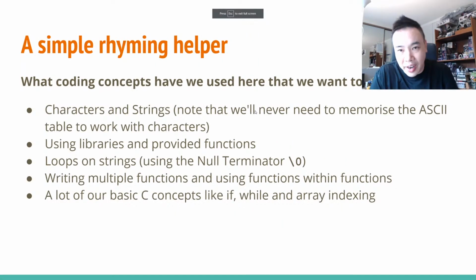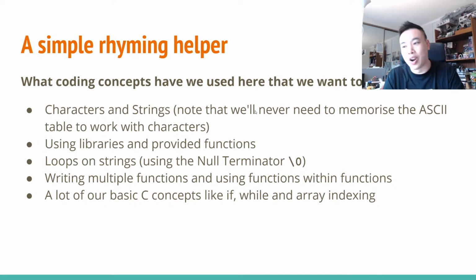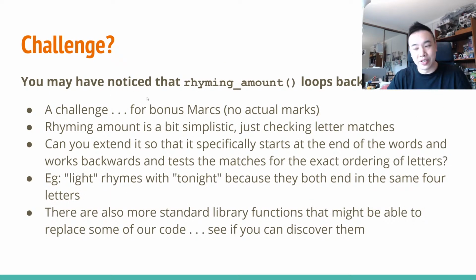And so this is where we're at the end of the lecture. We have a simple rhyming helper, which is able to work with characters and strings. So what it's done is it's taken in command line input, so it knows that it can use those command line inputs as strings. It takes in a single string, uses some library stuff, and is able to loop using the null terminator. And we're using functions. So a lot of this stuff that we're piling on like that. Challenge, if anyone wants, like you may have noticed I did this on purpose.